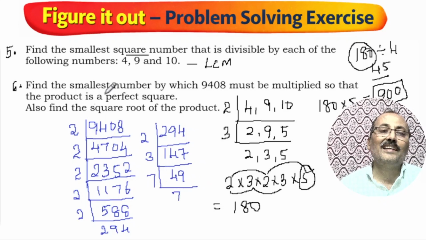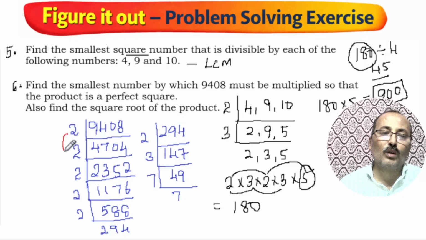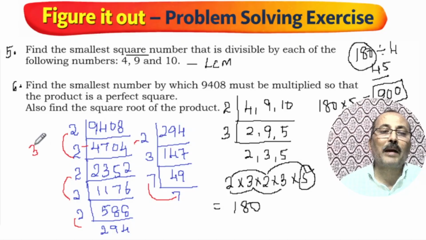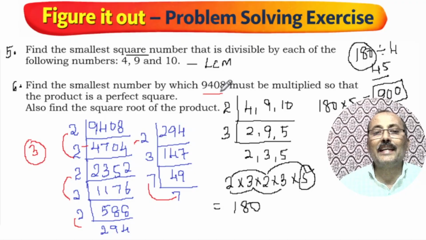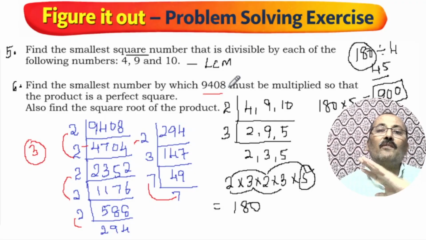Here you see this 2 and 2 is having a pair. This 2 and this 2 is having a pair. This 2 and this 2 is having a pair. 7 and 7 is having a pair. Only 3 is not having a pair. So this 9408 is not having a pair, hence it is not a perfect square.